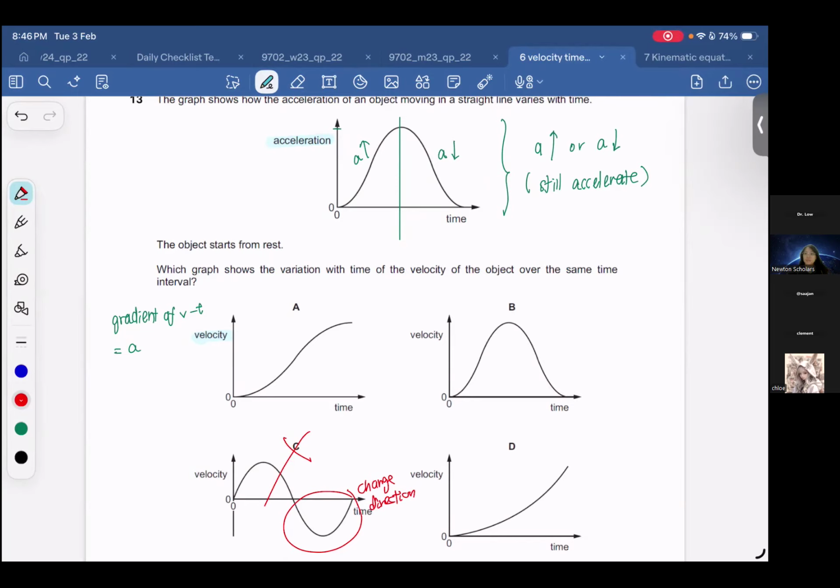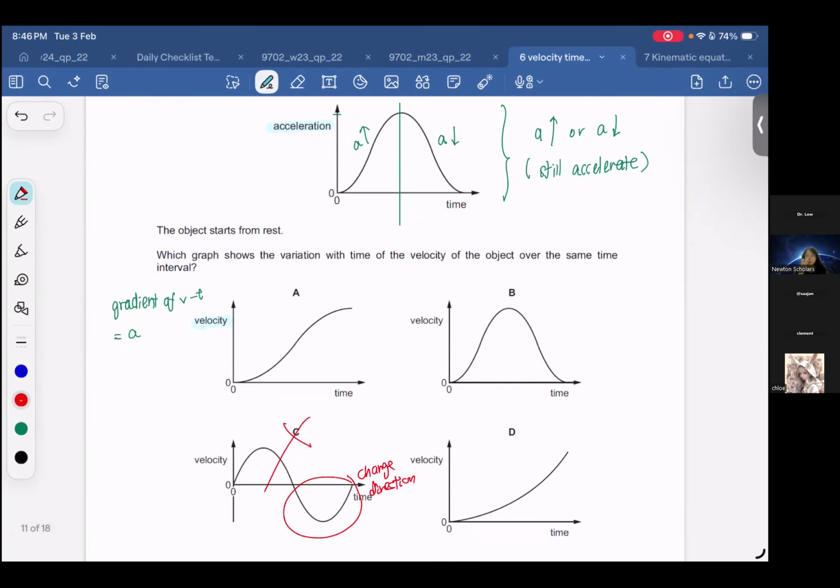Chloe, correct. Clement, no. Clement, do you know why? We didn't change direction. We are still moving forward and still accelerating, just increasing the rate or decreasing the rate. That's all. So C is confirmed wrong.